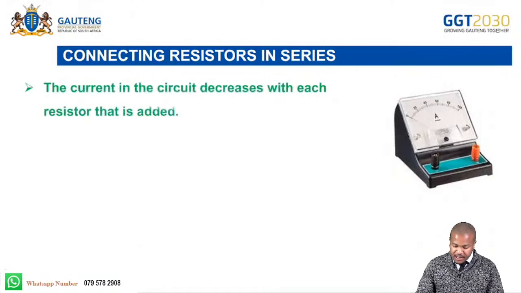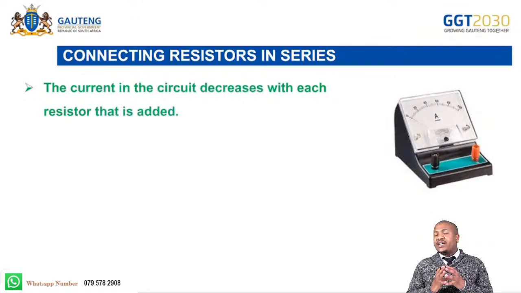So now, as we said, when measuring current in an electric circuit, at whatever point you measure it, it will be the same throughout the whole circuit, right? So now, the current in the circuit decreases with each resistor that is added. So in a series circuit, if you probably have one bulb, it will shine bright, right?